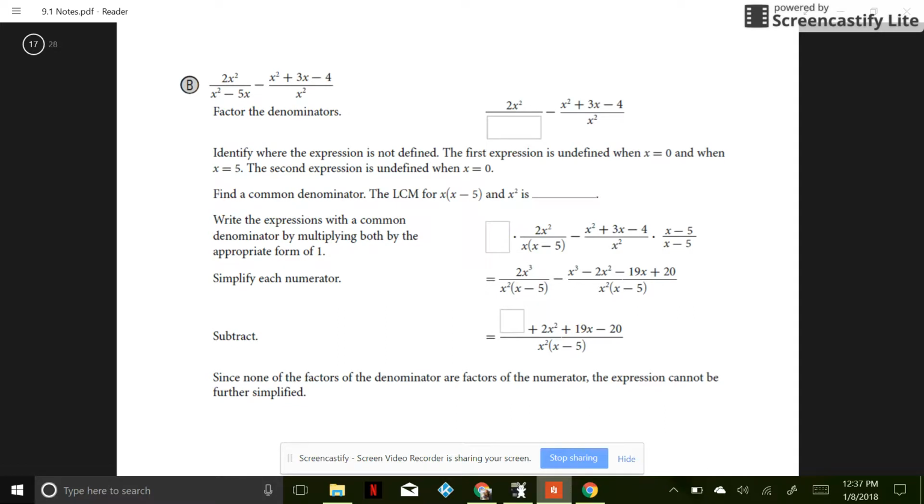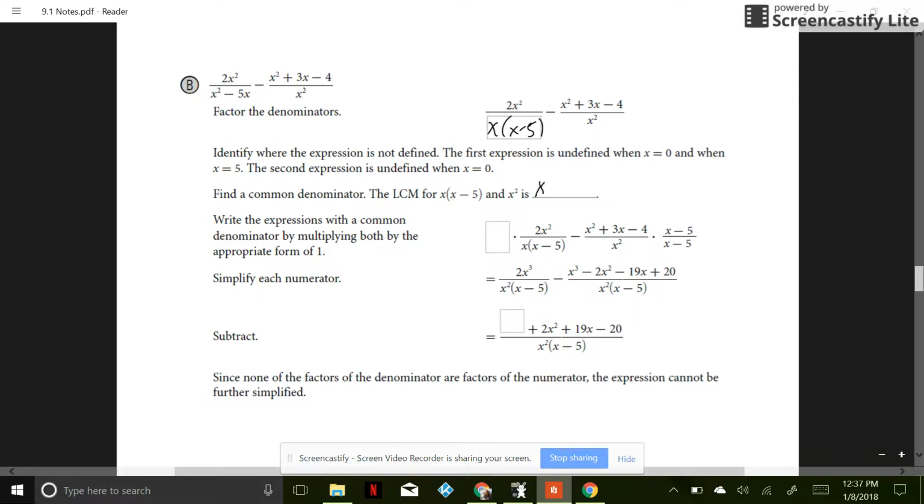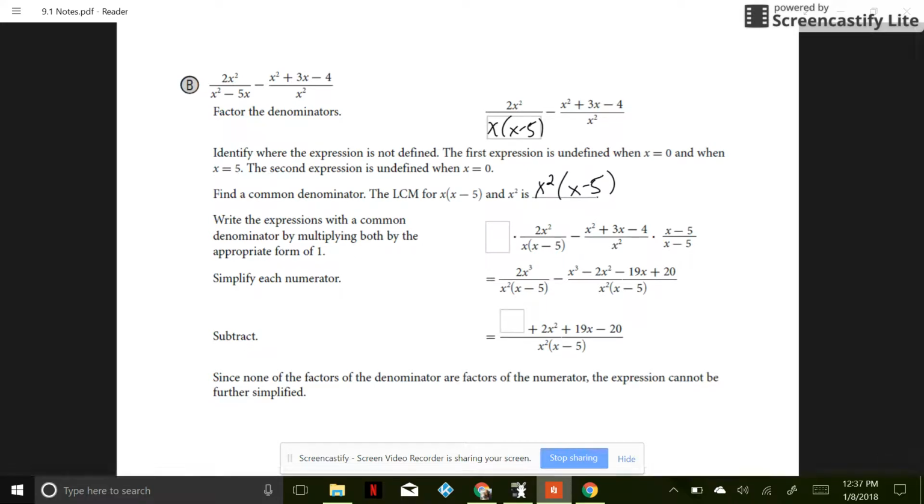So problem B here, first thing we want to do is factor the denominator. So we have x and then x minus 5. Now identify where the expression is not defined. The first expression is undefined when x is 0 and when x is 5. The second expression is undefined when x equals 0. So when we find the common denominator for x minus 5 and x squared, we take the highest power of x, which is x squared, and then the x minus 5.